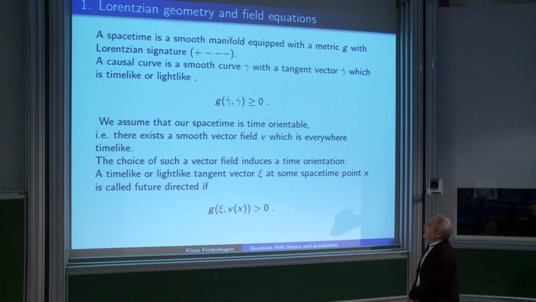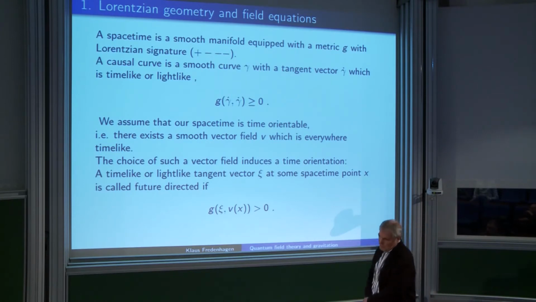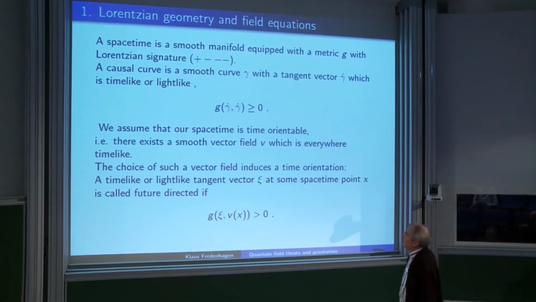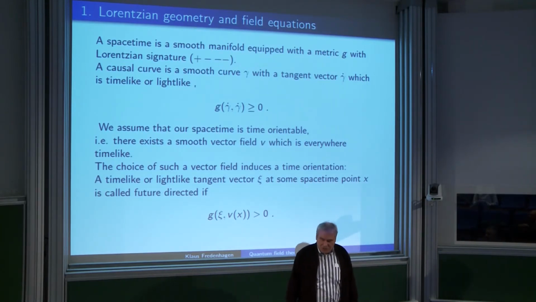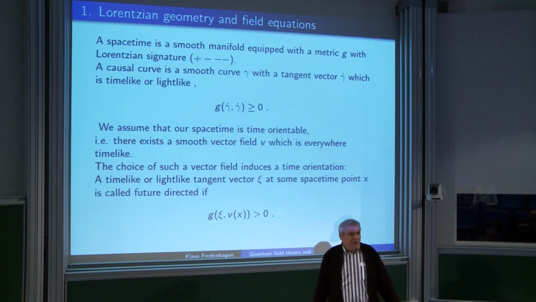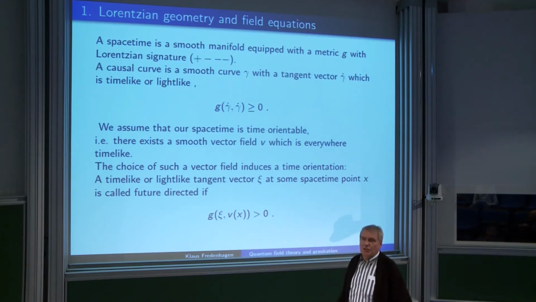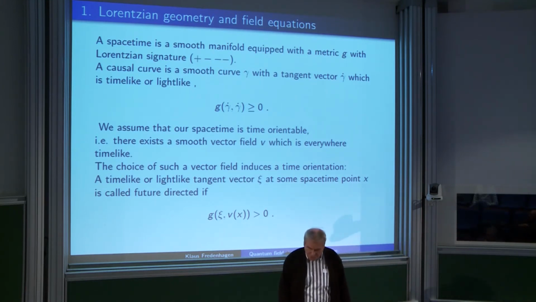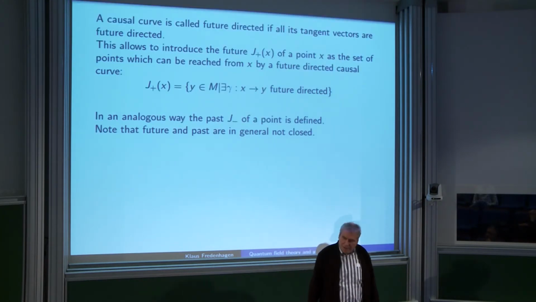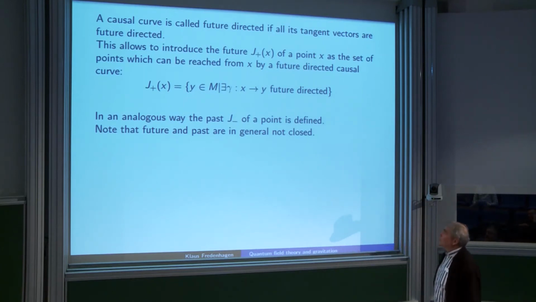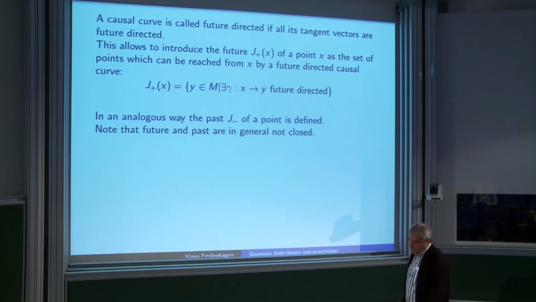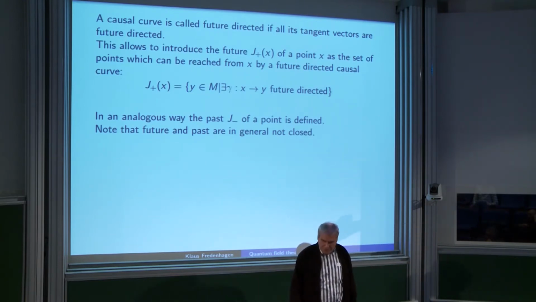Okay, so let me start with some basic notions. We have a smooth manifold, which we call a space-time, and space-times in my talk are always Lorentzian space-times, so the metric has Lorentzian signature. We have causal curves, which are curves whose tangent vectors are always time-like or light-like. We have time orientation, which is imposed by choosing some nowhere vanishing time-like vector field. And so we can say when a curve is future-directed. And then we define the future of some point x as the set of points y which can be reached from x by a future-directed causal curve. And in the analogous way, we can also define the past of a point.